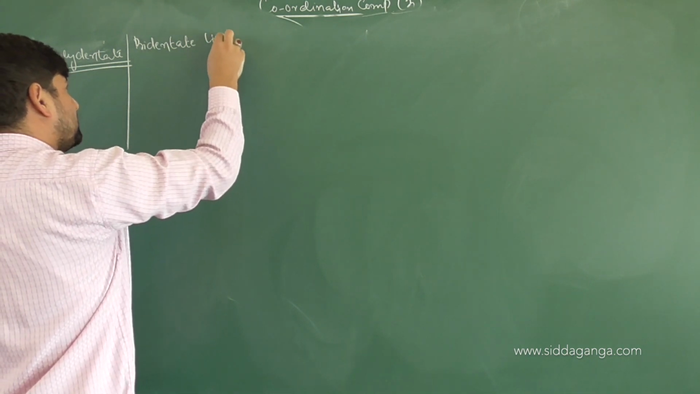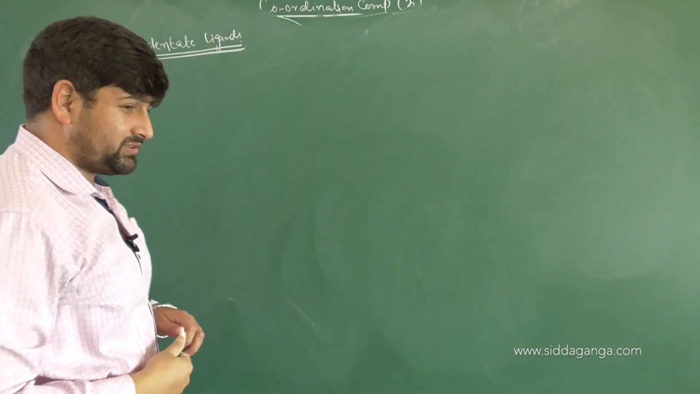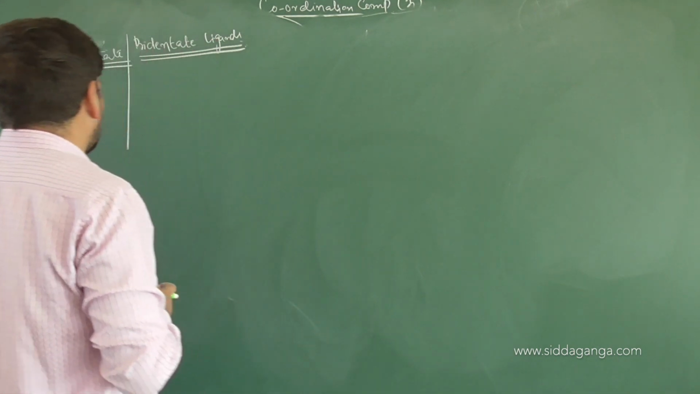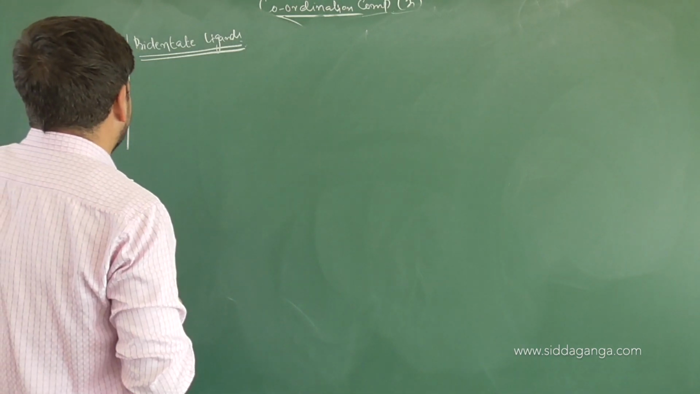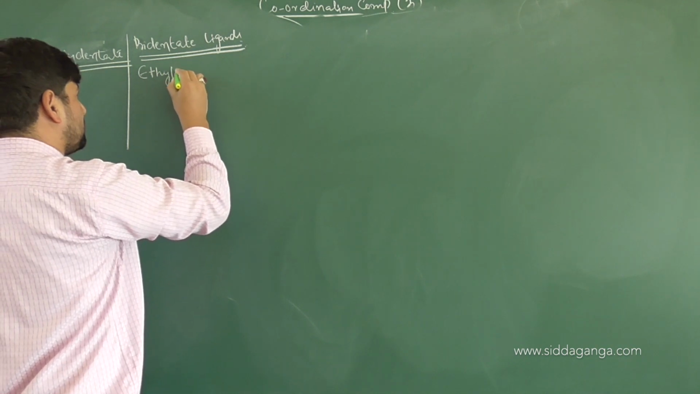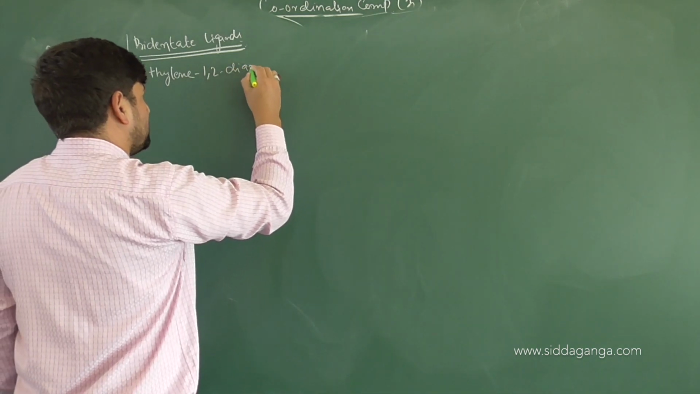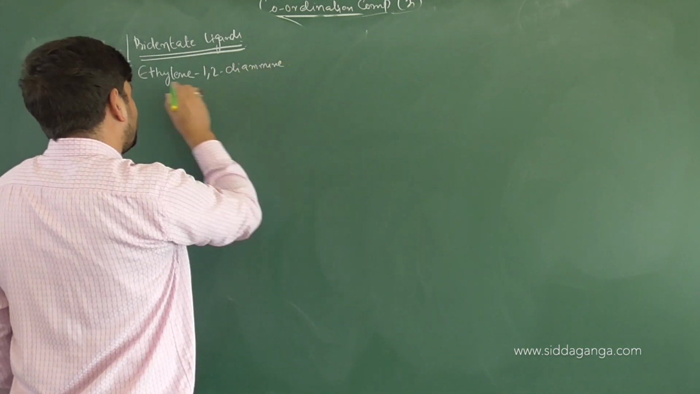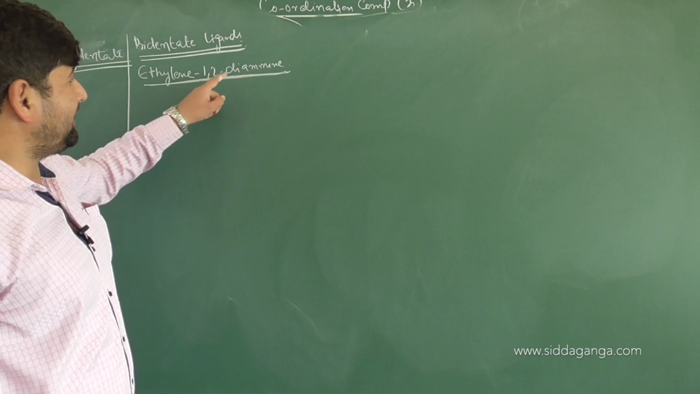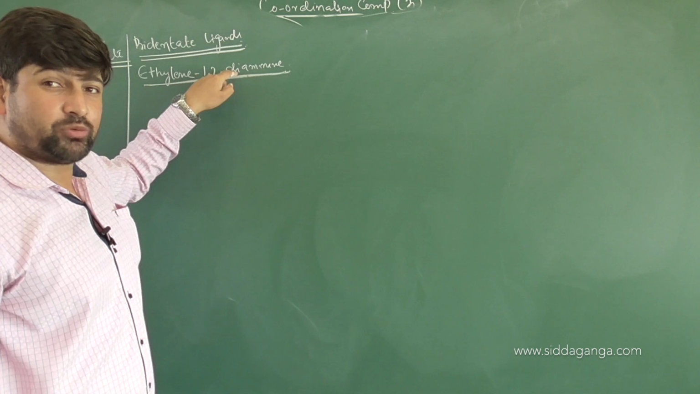Now first in polydentate ligands we will take bidentate ligands. We'll take examples of some bidentate ligands. One of the examples of bidentate ligands is ethylene 1,2-diamine, or we call this ethane diamine. This is general 1,2-diamine, meaning two amine groups will be at position 1 and 2.